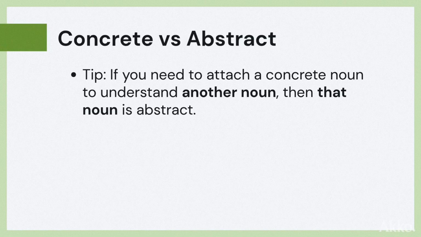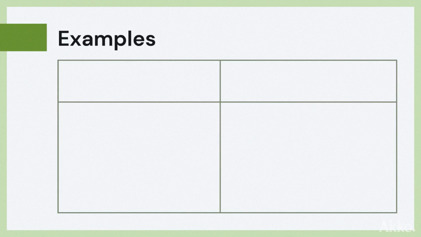If you need to attach a concrete noun to understand another noun, then that noun is abstract. In other words, they act like a tool to help us experience the abstract nouns. Let's look at some examples to help us understand it better.